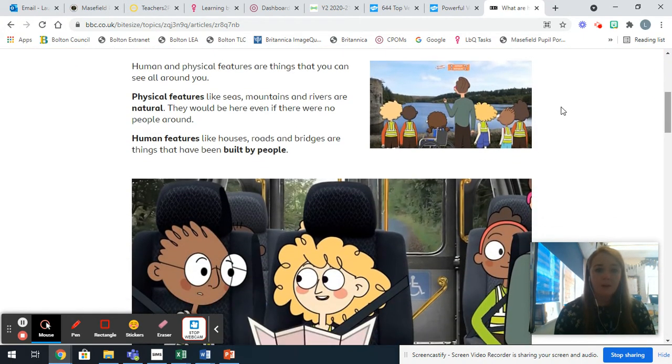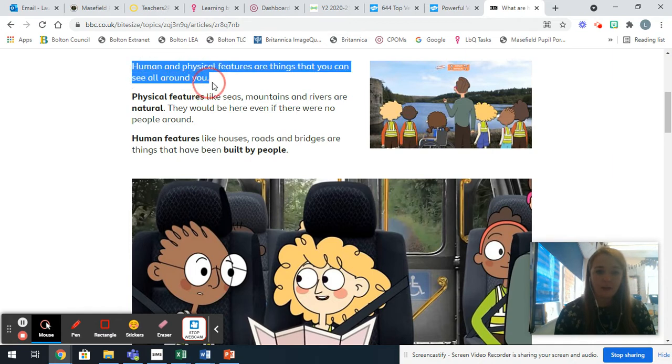So you're going to have a look to see that human and physical features are things that you can see all around you. Physical features like seas, mountains, and rivers are natural, and that's the easiest way to remember it. Physical features are natural, and they would be here even if there were no people around. But human features are built by people, so things like houses, roads, bridges, and I'm sure you're going to be thinking of things that are at the seaside.